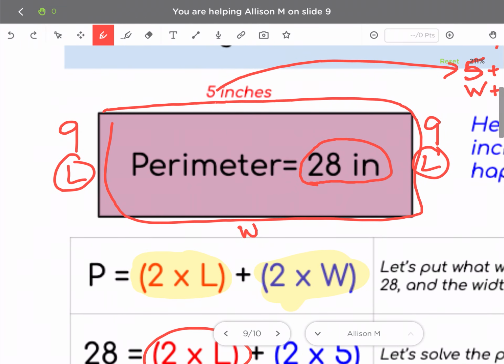And we can check our answer by adding up all the sides. 5 plus 5 plus 9 plus 9 does equal 28, because 9 plus 9 is 18, and 5 plus 5 is 10. And 10 plus 18 is 28, just like we already have in here. So that's how we figured it out.